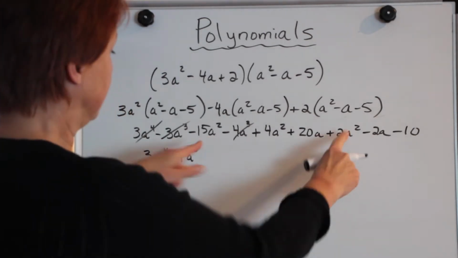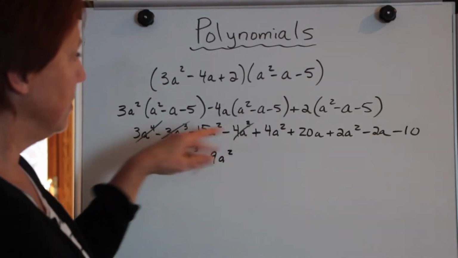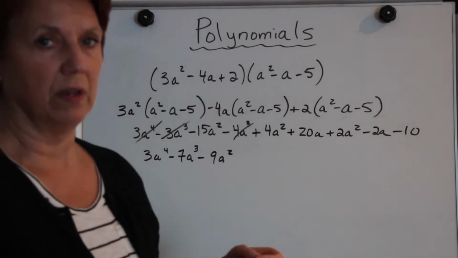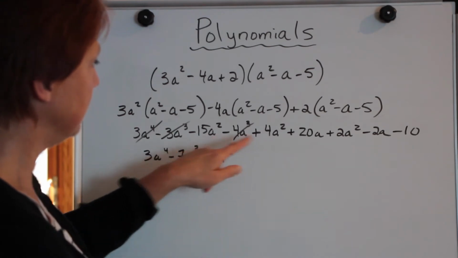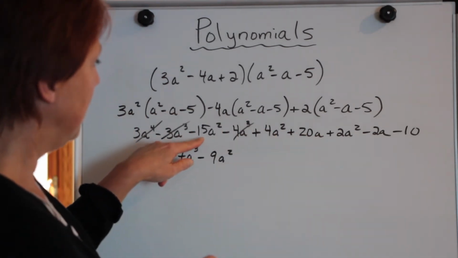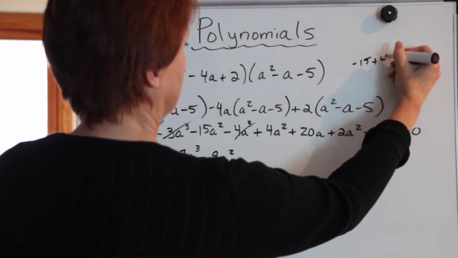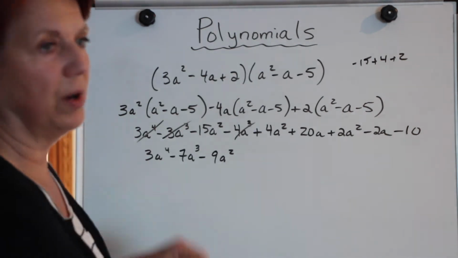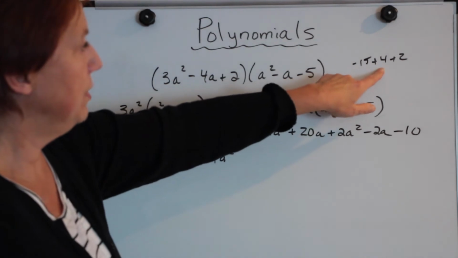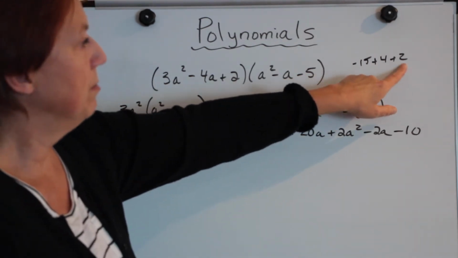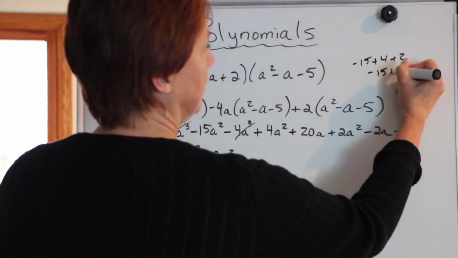Plus 2 more is minus 9. So that gives us minus 9a squared. So when you're adding and subtracting these terms, just ignore the variable that's on that term for the time being. Notice I don't think about the a squared when I'm doing that math. I'm doing minus 15, plus 4, plus 2. I don't even think about the a squared when I calculate what the coefficient is, okay? So minus 15 plus 4 is minus 11, plus 2 is minus 9, or negative 15 plus 6.